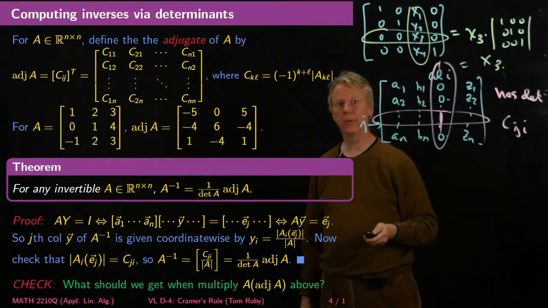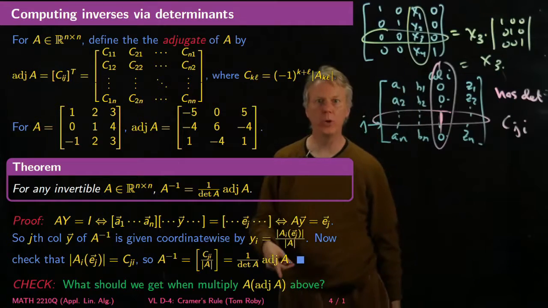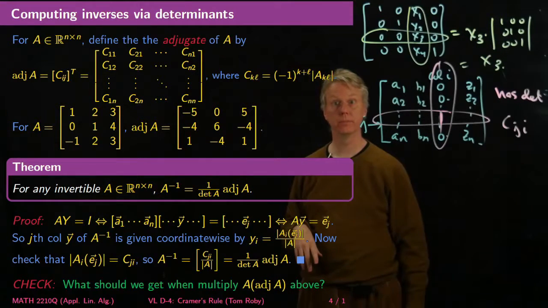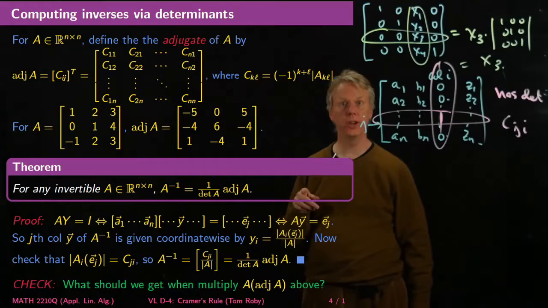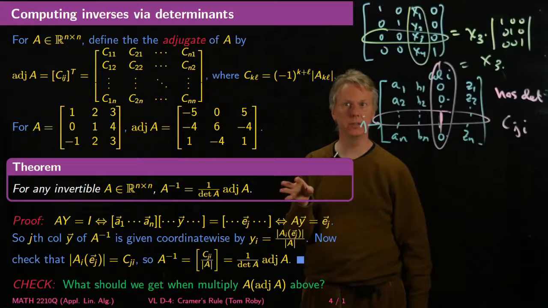And so the last thing I want to ask you to think about is, what should we get when we multiply A times its adjugate? So look at the theorem and think about it for a minute. Pause if you like.